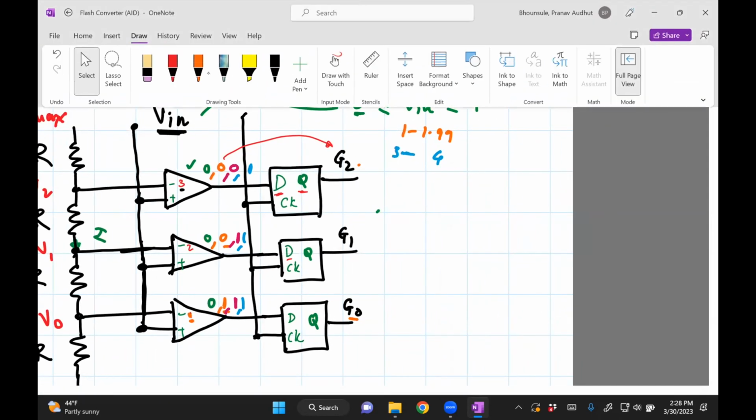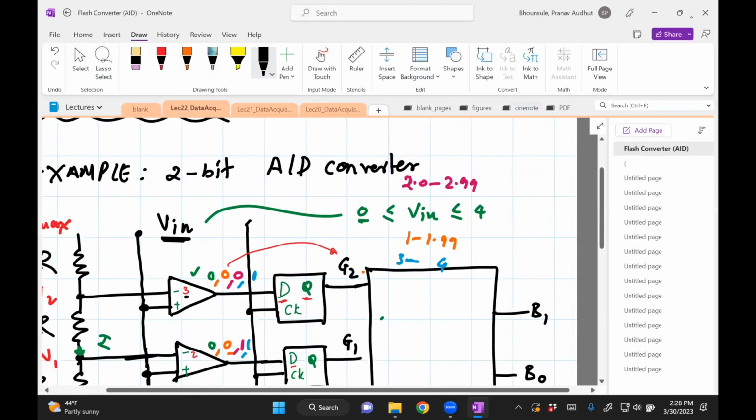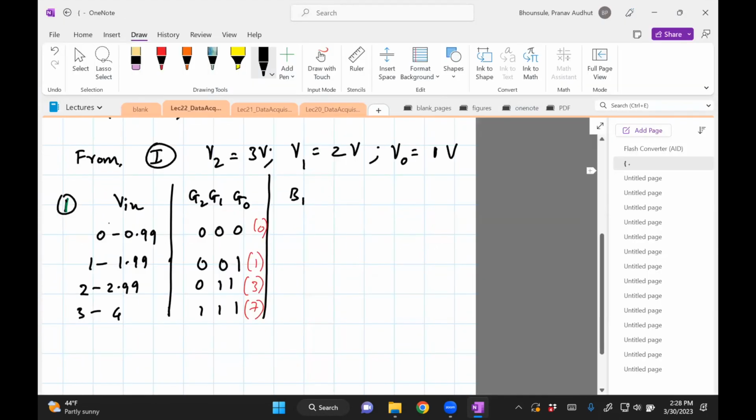So what I need is a circuitry inside here, which will take inputs from G2, G1, and G0 and output just 2 numbers, B1 and B0. These B1, B0 are the 2 bits I'm interested in, and they should codify 0 all the way to 3. So B1, B0 should be 0, 0, 0, 1, 1, 0, 1, 1. Now this is 0, 1, 2, and 3.